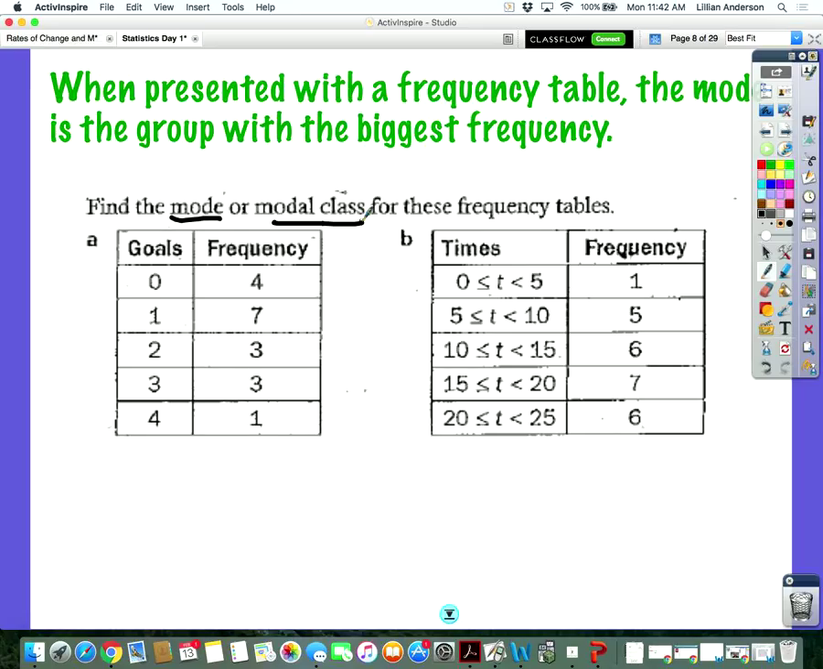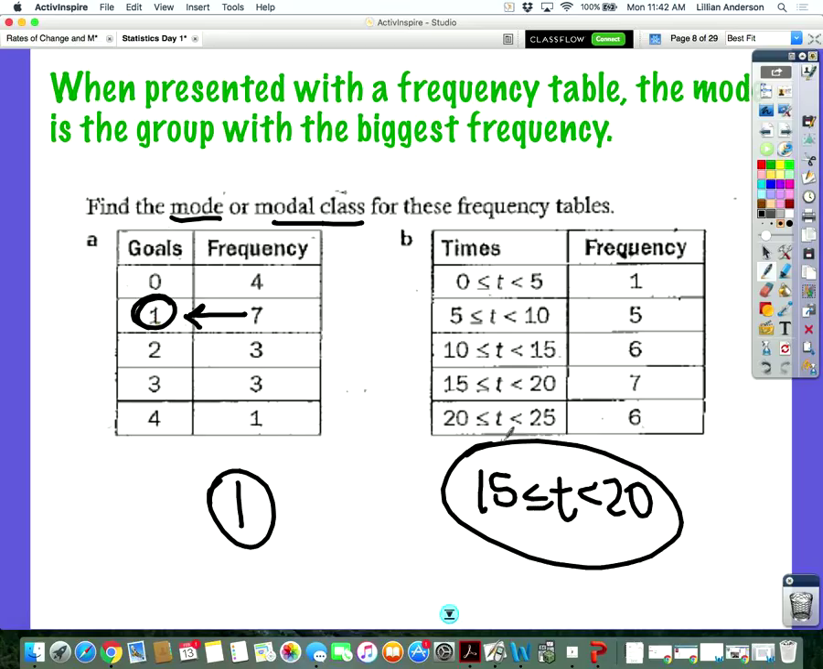So for here, what is the mode? It's 1. The 7 tells us the largest frequency, but our x values are the goal, so 1 goal is the mode. And over here, what's our modal class? 15 to 20, and you write it out exactly the way that you see it. So mode, we're straight, right? Hopefully I have no issues.